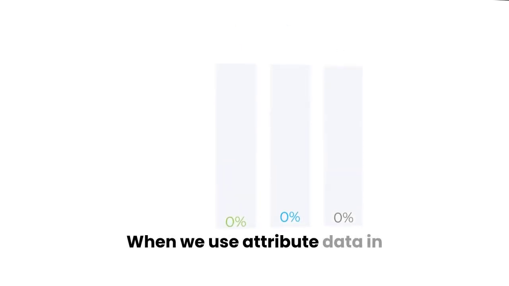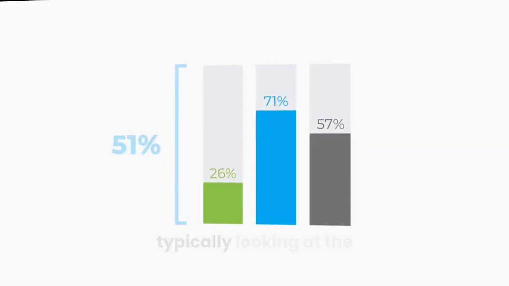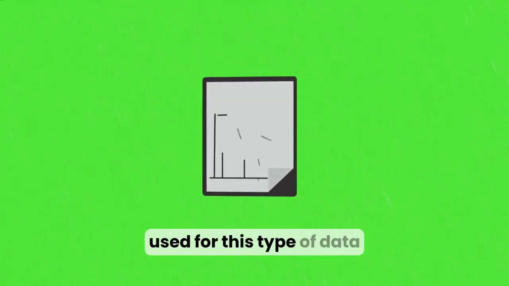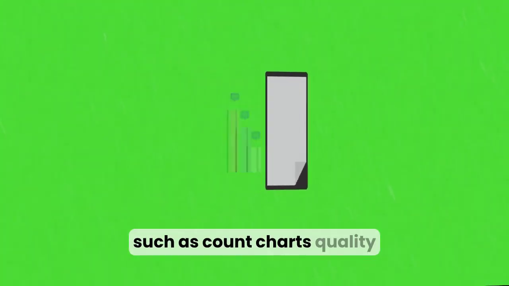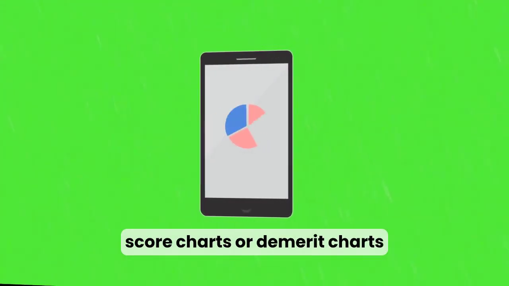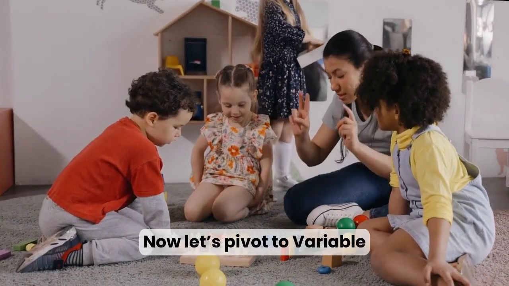When we use attribute data in quality control, we are typically looking at the proportion of items that fail to meet a standard. Specialized control charts are used for this type of data, such as count charts, quality score charts, or demerit charts. Now, let's pivot to variable data.